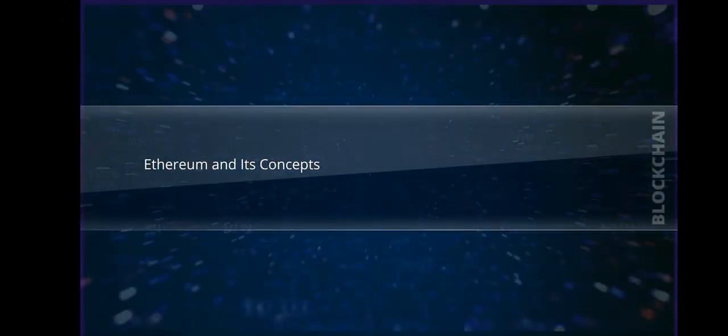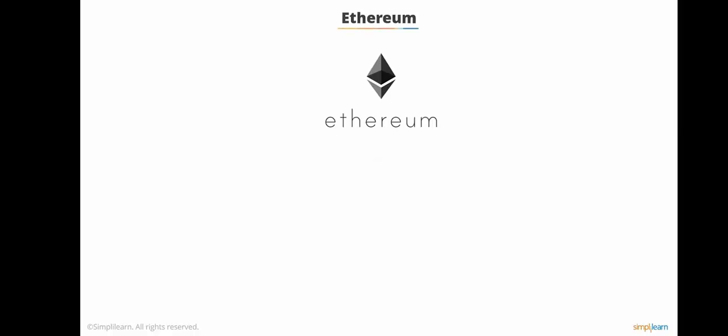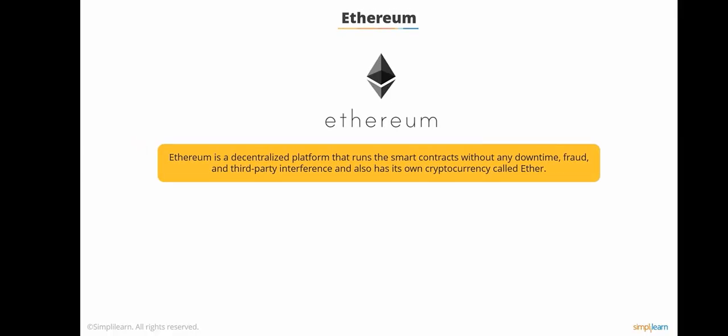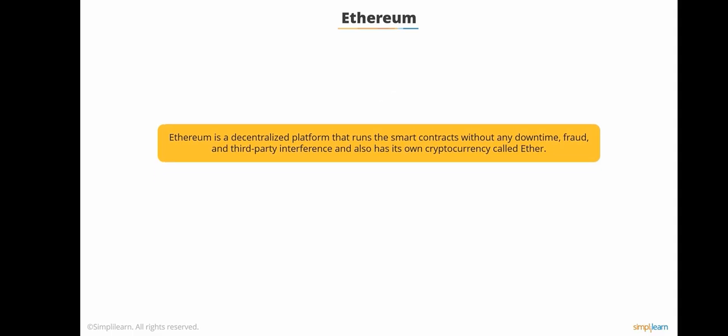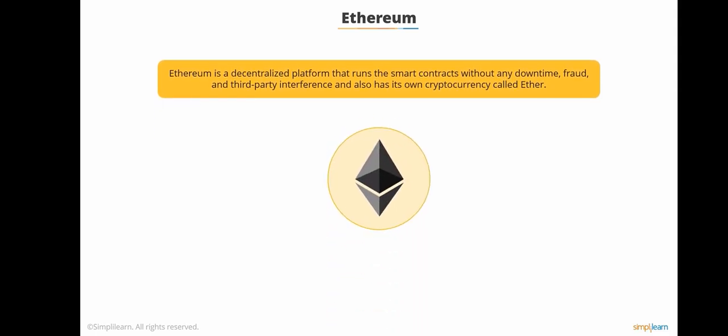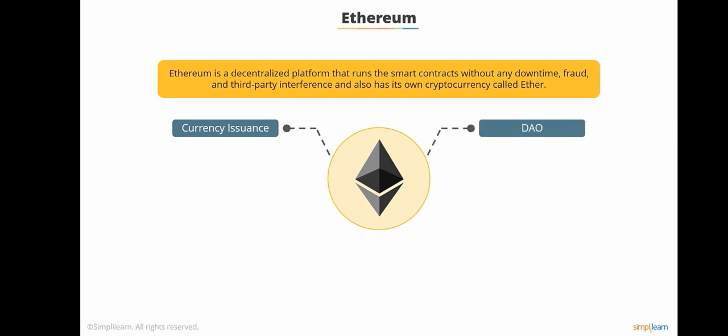Ethereum and its concepts. Ethereum. Simply put, while Bitcoin is defined as digital money, Ethereum is a decentralized platform that runs the smart contracts exactly the way they are programmed without any downtime, fraud, and third party interference, and also has its own cryptocurrency called Ether. Ethereum aims to enable innovations in three key areas: currency assurance through Ether, which serves as an innate currency for the Ethereum blockchain, decentralized autonomous organization, smart contracts.